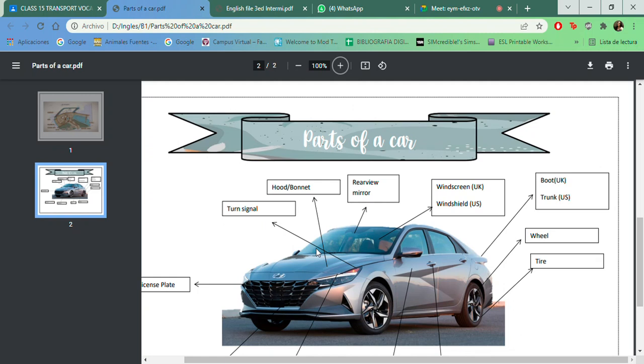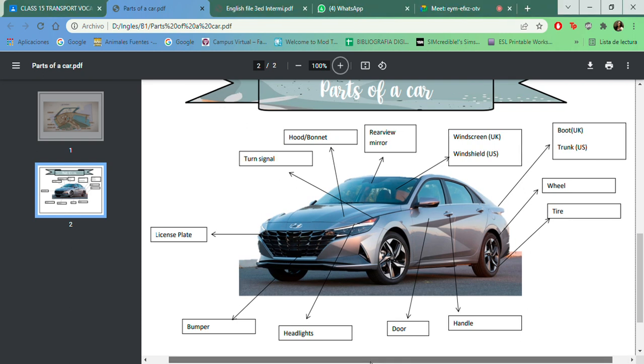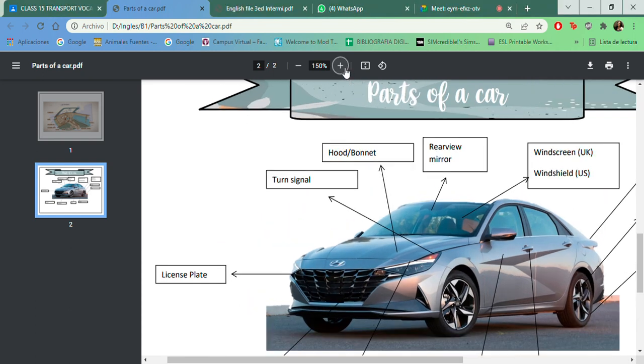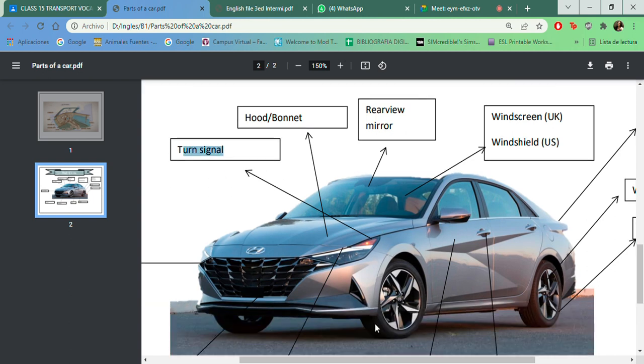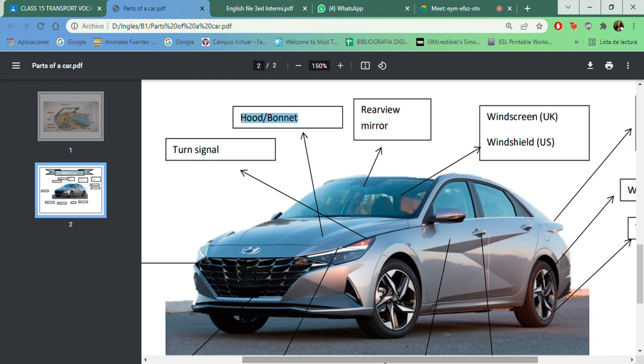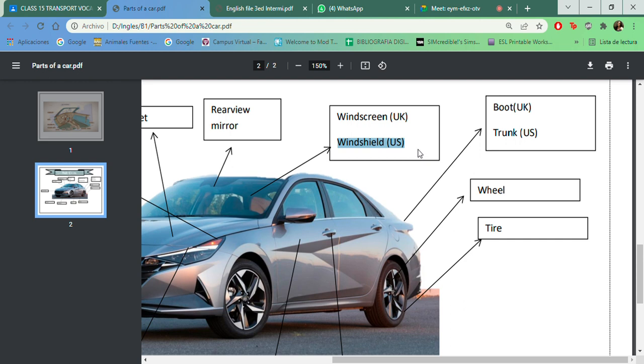Now let's see outside the car. Okay, we will have different things. Here we have the turn signal, the hood or bonnet. It depends if it's British or American. This is what we call rearview mirror, okay? Rearview mirror. This is windshield, okay? Windshield. Here you have the trunk, what we call trunk.